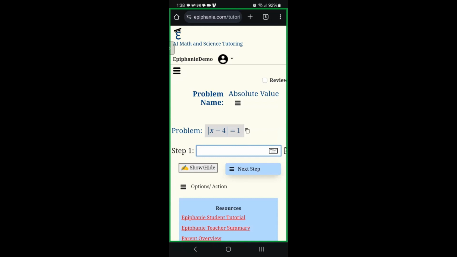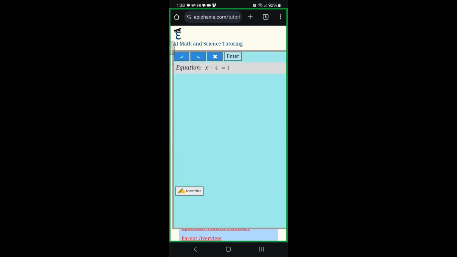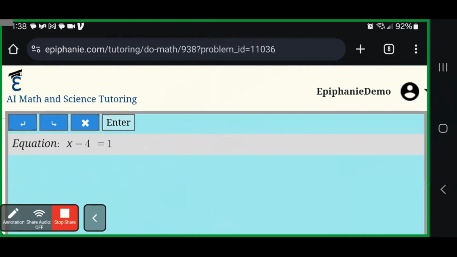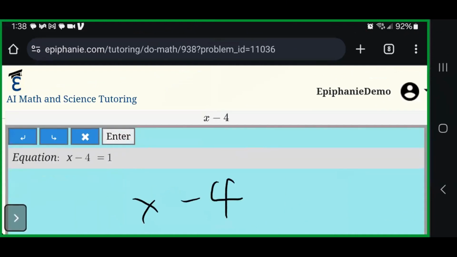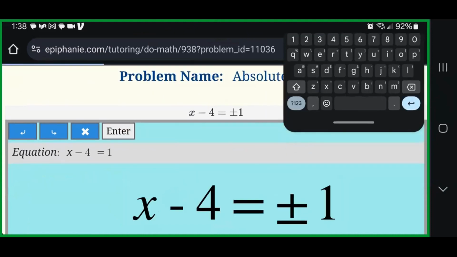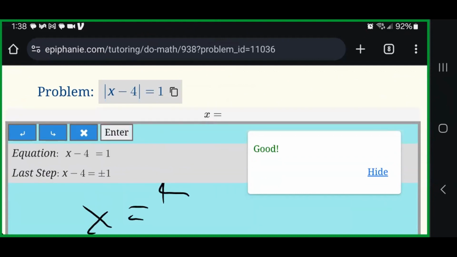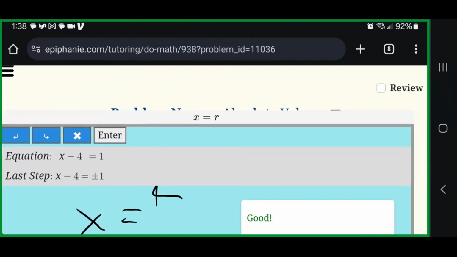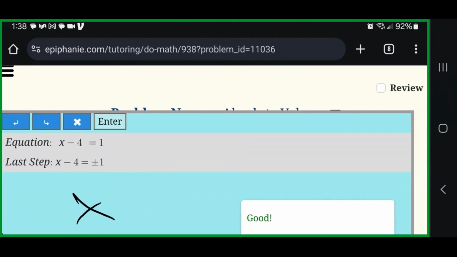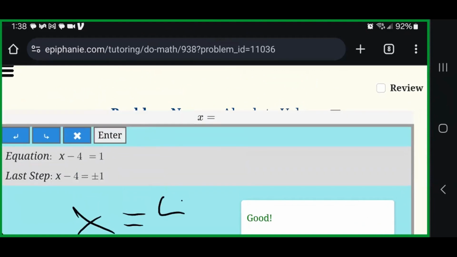Absolute value of x minus 4 is equal to 1. You can get started on that. And x minus 4 equals plus or minus 1. Enter. x equals 4. Oops. Let's just remove it. Try that again. x equals 4 plus or minus 1.